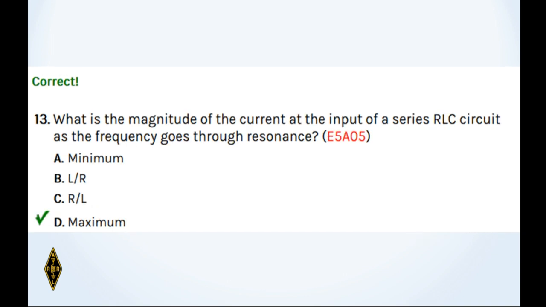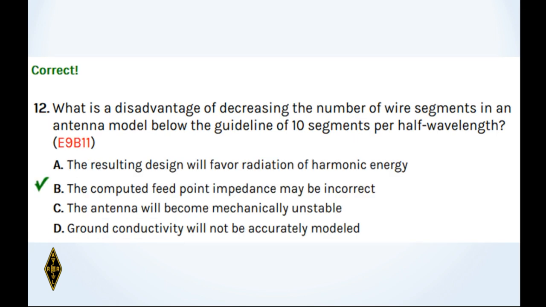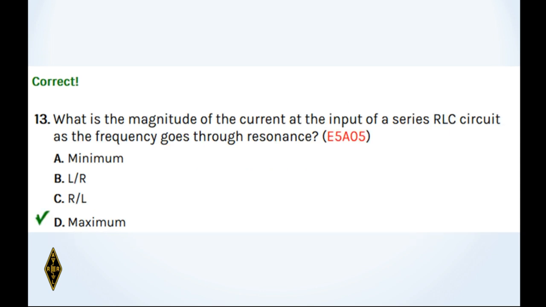And 13, what is the magnitude of the current at the input of a series RLC circuit as the frequency goes through resonance? Well, it's in series, so more current is going to flow at the resonant point, so maximum current at the resonant point. Sorry, 12 was B. The computed feed point impedance may be incorrect. So 13D, maximum current as you go through resonance. You might think of the series circuit at resonance becomes a short circuit. Correct, maximum current.